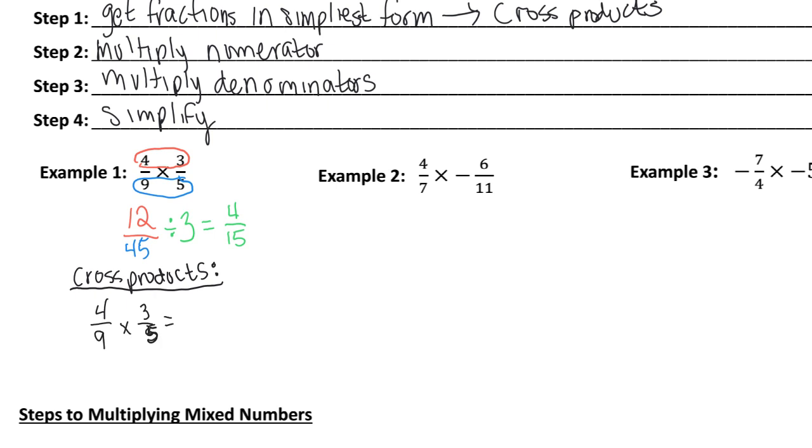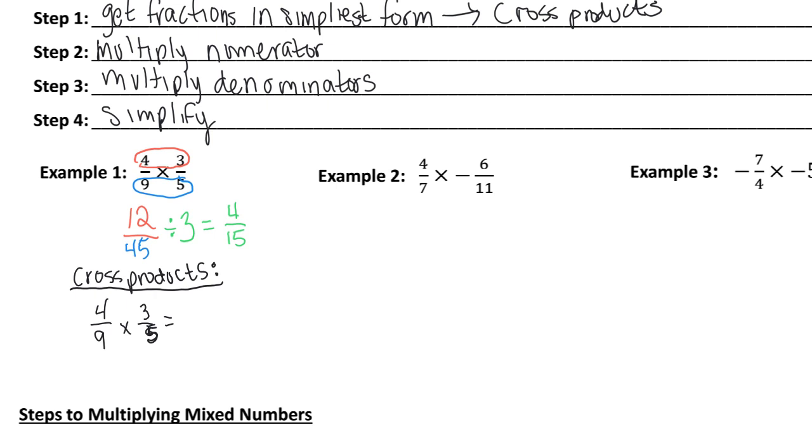So we want to look at our diagonals. Is there anything here that can be simplified? Can we simplify 4 and 5 by anything? Can we divide them both by 2? Can we divide them both by 3? So on and so forth. No. So they just stay 4 and 5. What about this diagonal, though? Can we simplify 3 and 9 by anything? Yes. Hopefully you said yes.